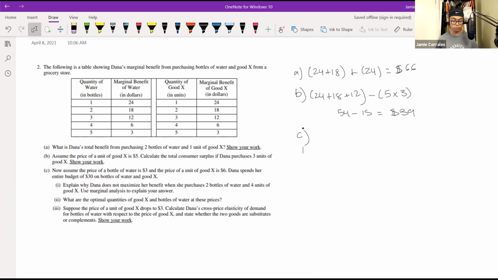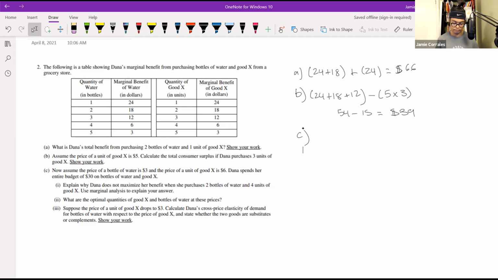Part C. Straightforward. Now assume the price of a bottle of water is $3 and the price of a unit of good X is $6. Dana spends her entire budget of $30 on water and good X. Explain why Dana does not maximize her benefit when she purchases 2 bottles of water and 4 units of X. So 4 units of X at $6 is 4 times 6, which is 24.